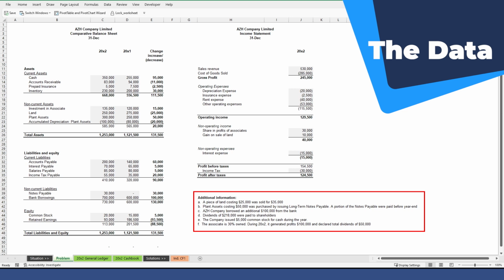A portion of this notes payable was paid before year end. AZH Company borrowed an additional $100,000 from the bank. Dividends of $218,000 were paid to shareholders. The company issued $5,000 worth of common stock for cash during the year. And lastly, the investment in associate that we see in the balance sheet is 30% owned. During the current year, it generated profits of $100,000 and declared total dividends of $50,000.